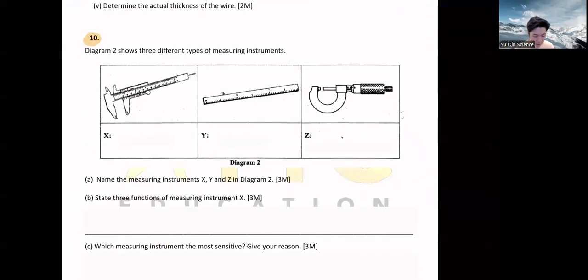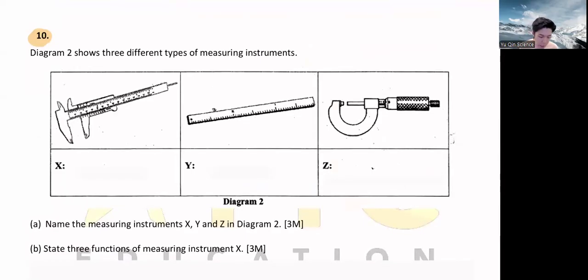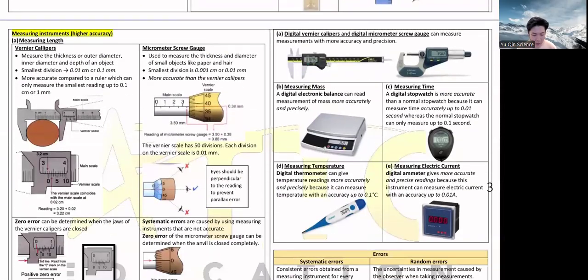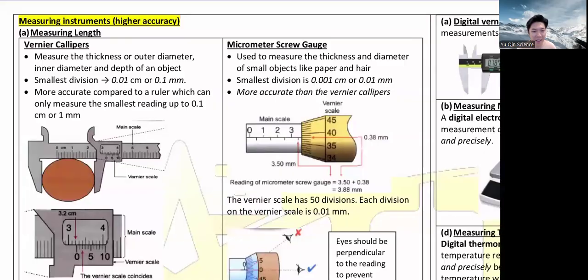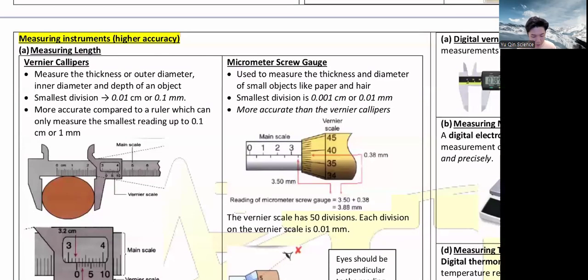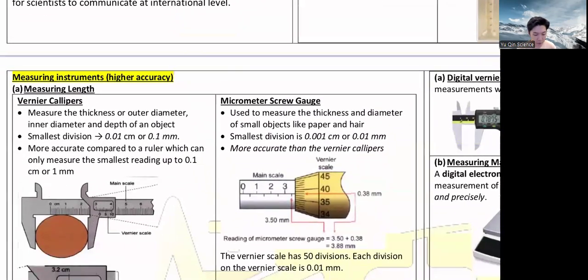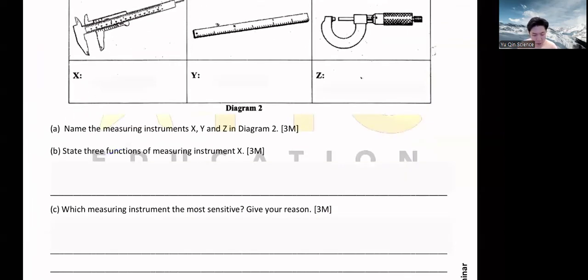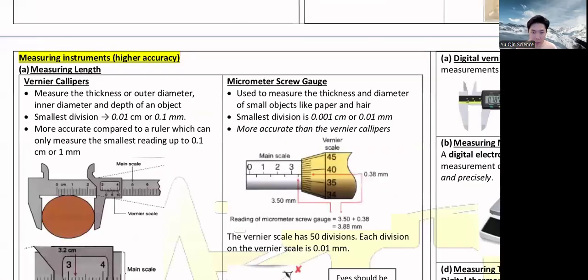So question number 10. You want to write down the names of the instruments? You should know by now. Isn't that obvious enough? Can you help yourself? 3 names. Then 3 functions of x. You can also copy the answer, it's here. Or after the names, can you write 3 functions of x? So obvious.